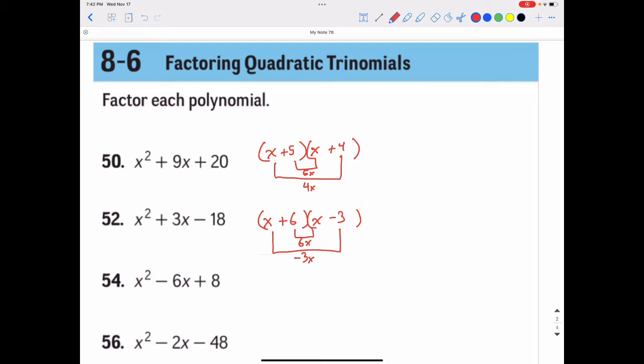54 is x squared minus 6x plus 8. I cannot do a distributive property on that one. So I will open up a binomial pair, split up x squared as x and x. Factors of positive 8 that add up to negative 6 would be negative 4 and negative 2. Negative 4 times negative 2 is positive 8. But the inside terms is negative 4x, the outside terms is negative 2x, and that does add up to negative 6x.